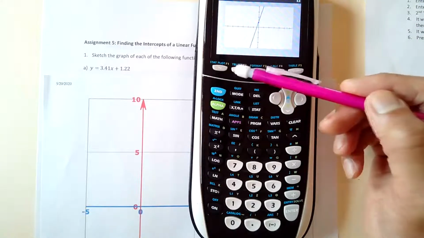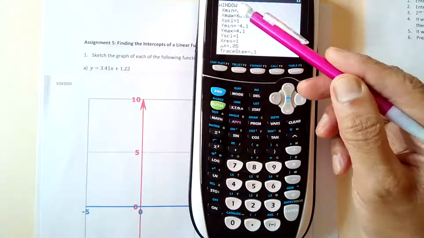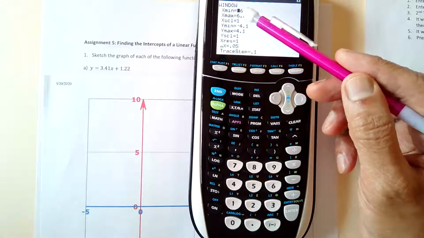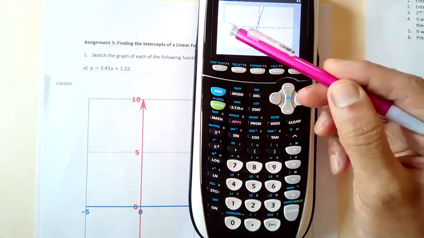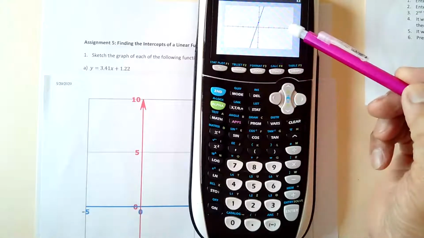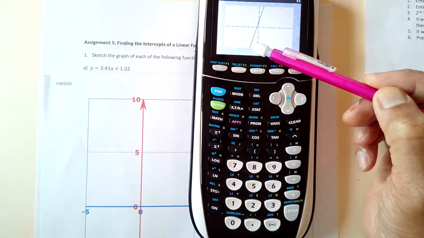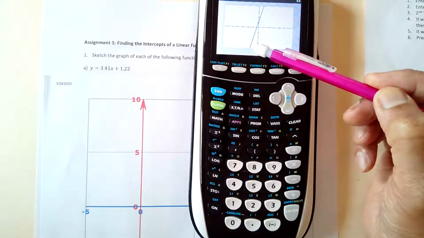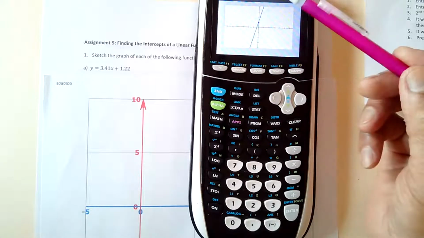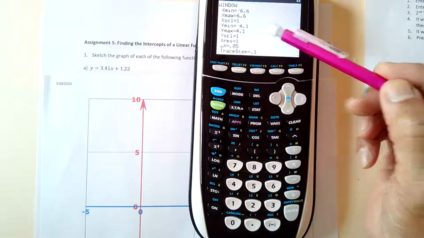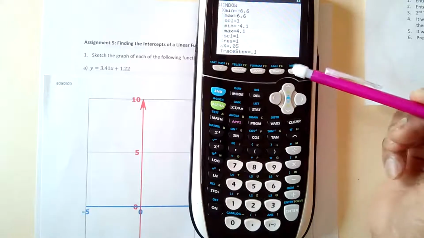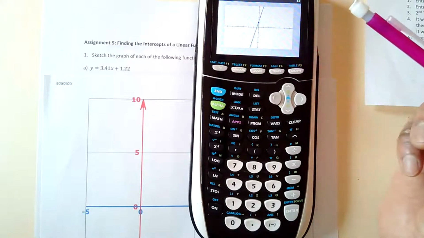Now, the alternative is to go to the window. Right now, it's going from negative 6.6 to positive 6.6. So this point here is negative 6.6 on the x-axis. This point here is positive 6.6. For the y, negative 6.1, 2, 3, 4, just over 4 point something, maybe 4.1. So that's your domain and range on your window here.